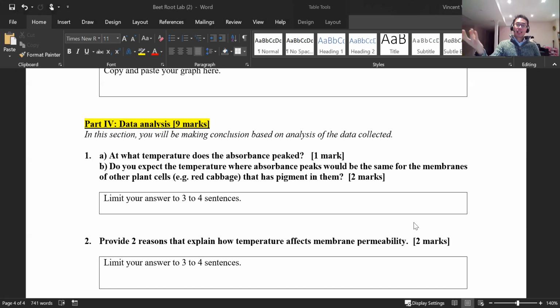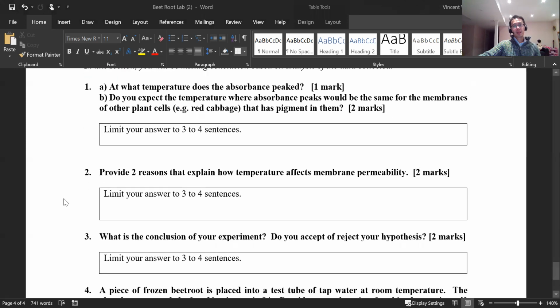Anyways, it depends on the membrane composition, right? Maybe you have more saturated fat, and that will take a higher temperature to make it leaky. So depending on what it's made up of, the peak temperature is going to be different.